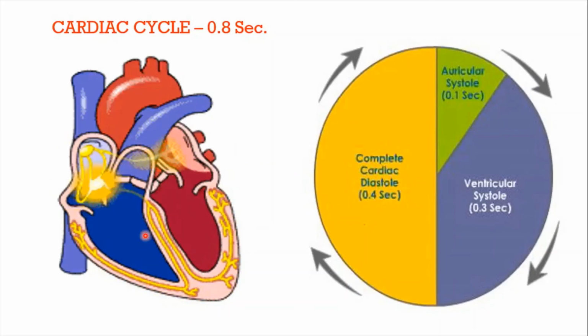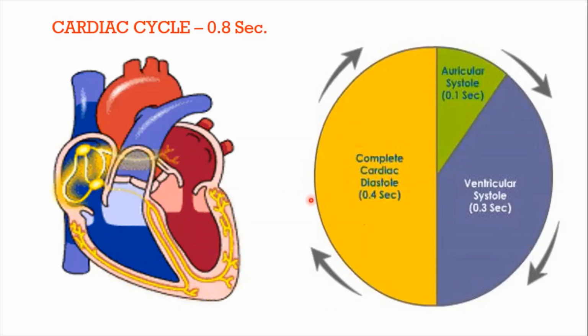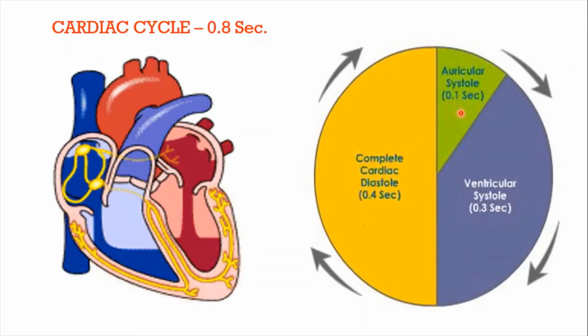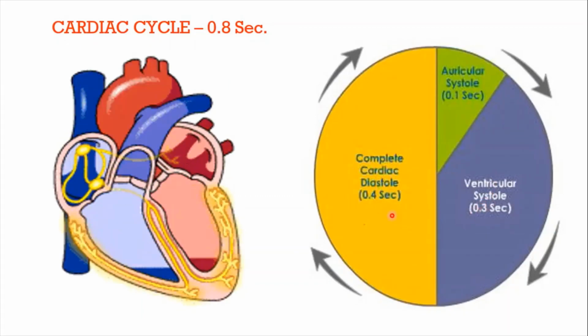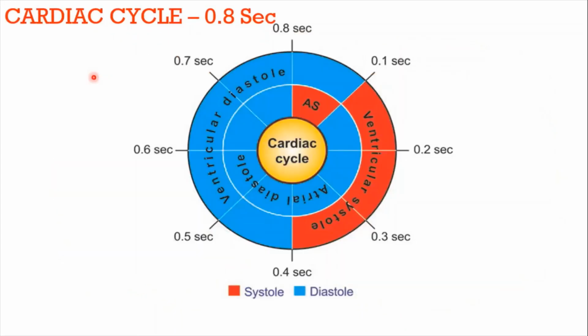We'll discuss the duration of the cardiac cycle in detail. Atrial systole lasts for about 0.1 second, ventricular systole 0.3 seconds, complete cardiac diastole 0.4 seconds. Now we'll observe the state of atria and ventricles separately.